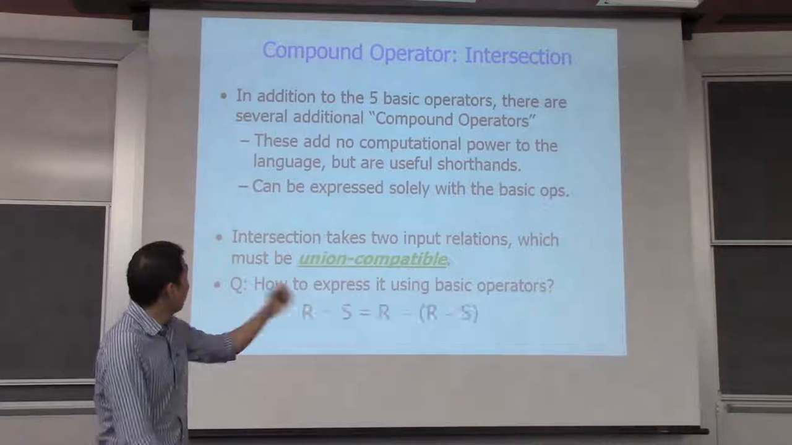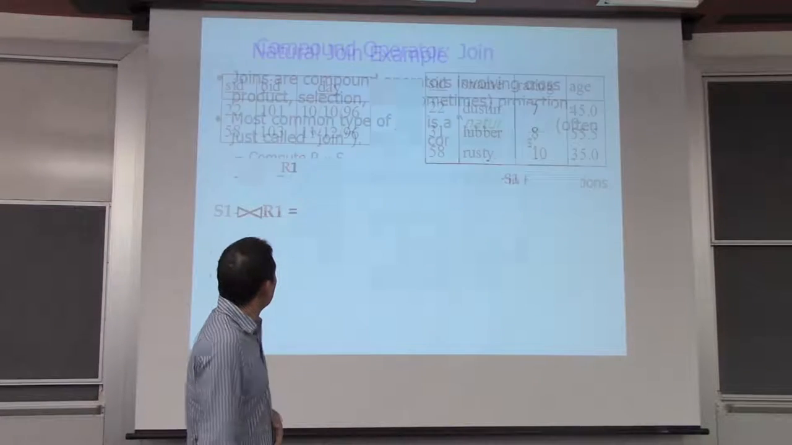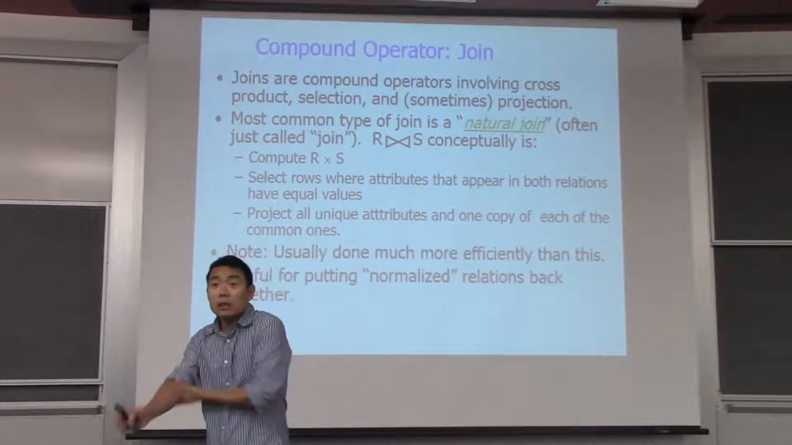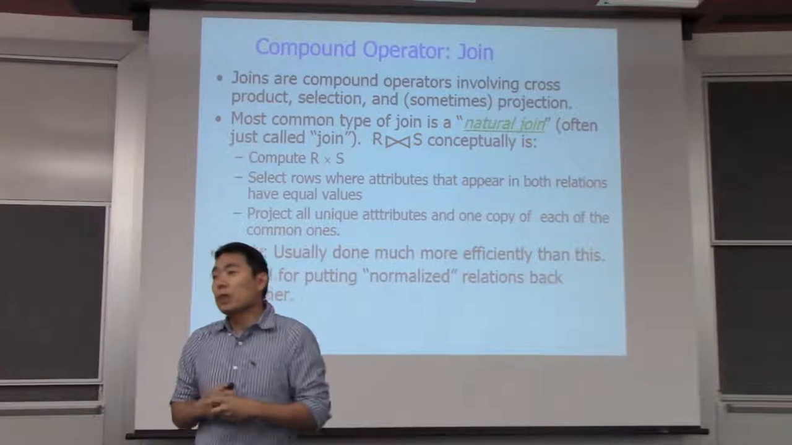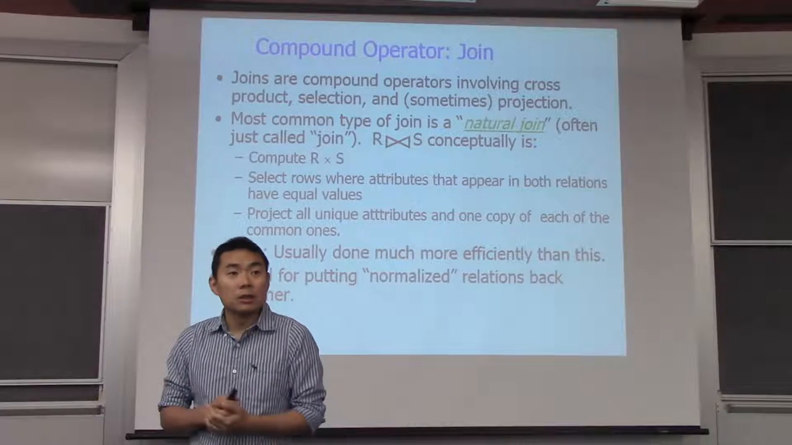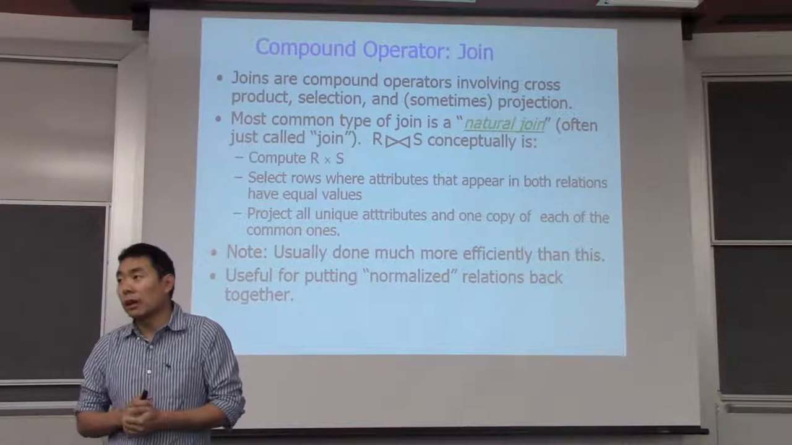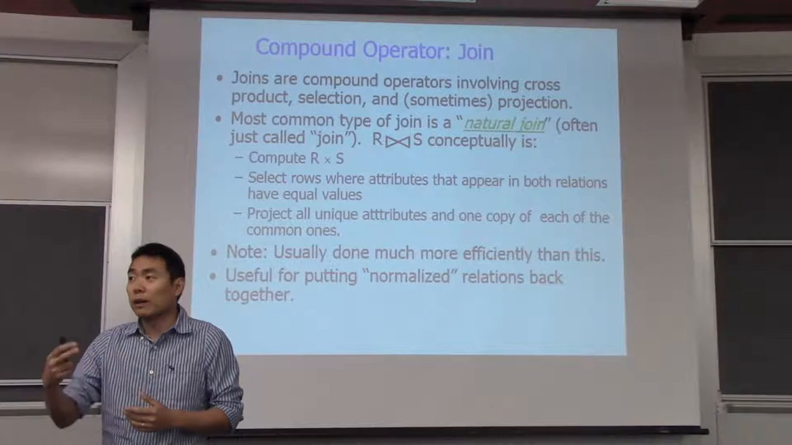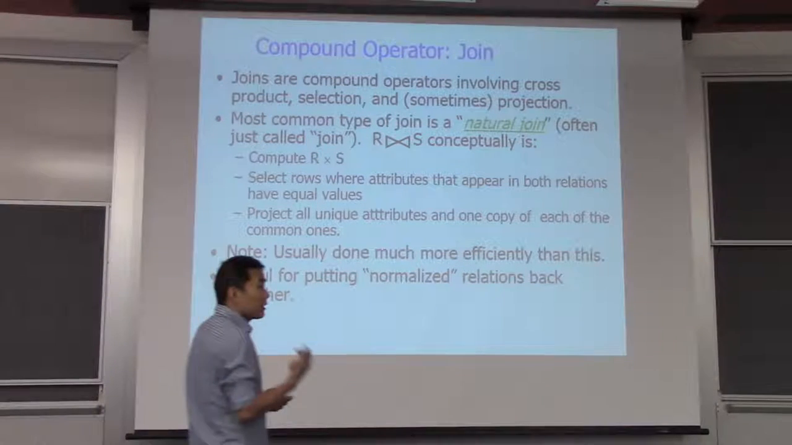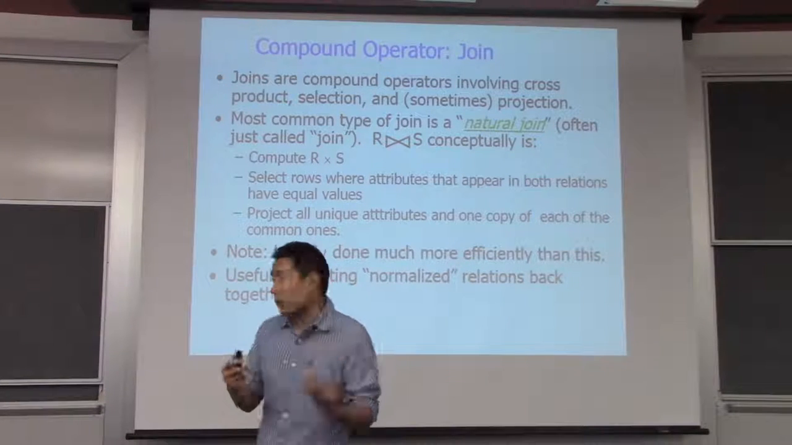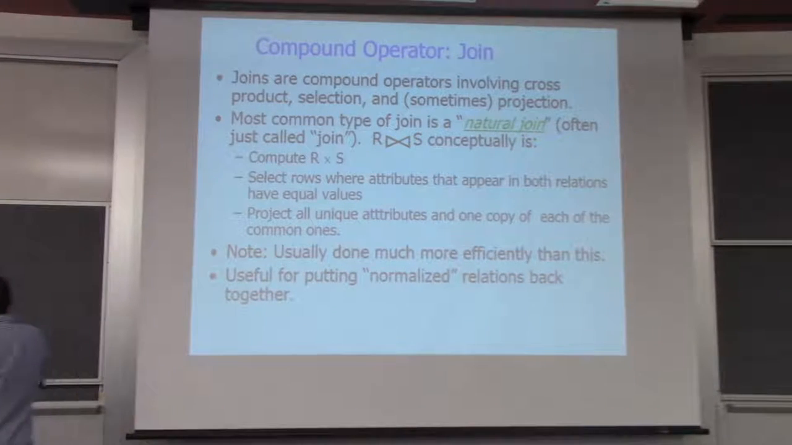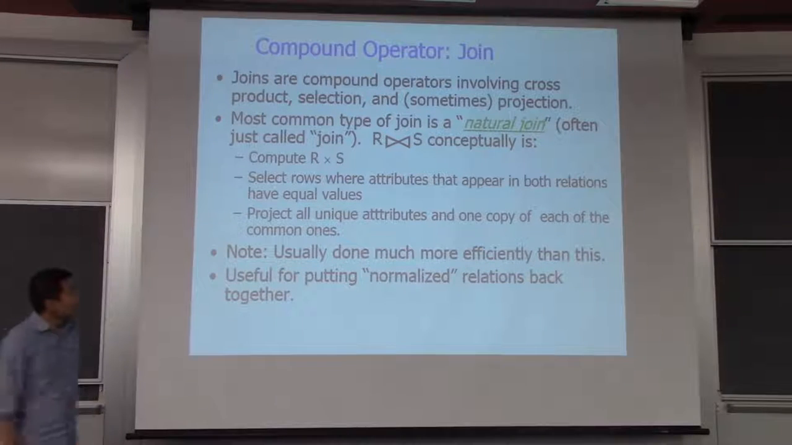Now there are more operators in that category, meaning that they can be expressed as a combination of some of the basic operators. We're going to discuss some of those, and then we wrap up the discussion on relational algebra and move on to SQL. Another example that's not a basic operator is join. In particular, we talk about this operator called natural join. It's kind of like a bow tie sign.